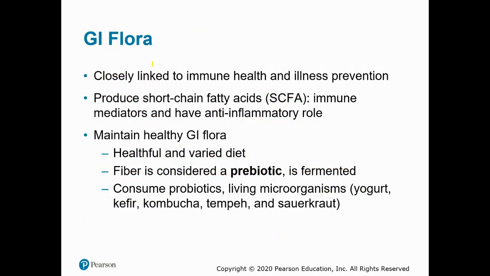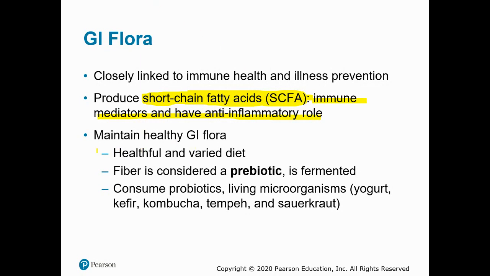And our gut flora is also closely linked to immune health and preventing illnesses. So remember we said that some of those beneficial microbes that live in our intestines, as they metabolize some of our fibers, they produce what are called short chain fatty acids, just like in our conversation about lipids. These are fatty acids that are short chain, so about 4 carbons in the chain. And what we notice is that these get absorbed by the gut enterocytes, and they actually seem to be mediators of the immune response and seem to be anti-inflammatory.